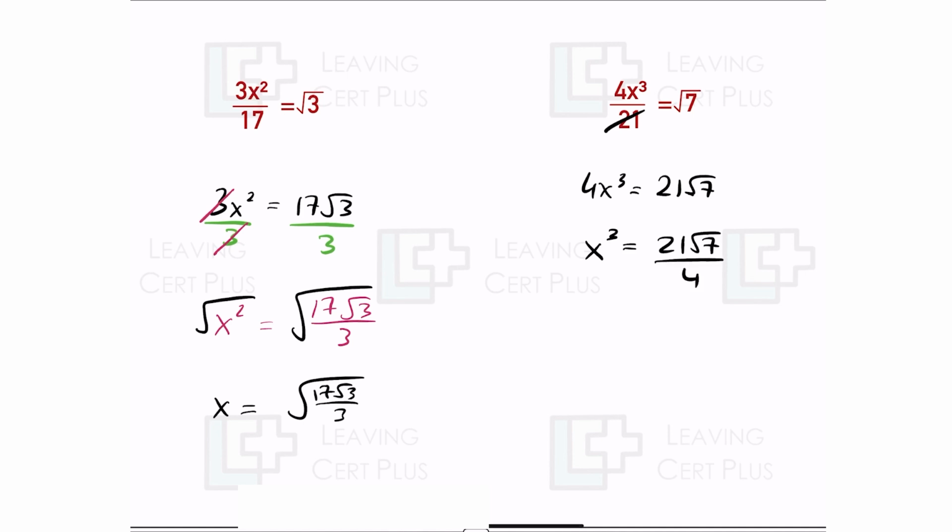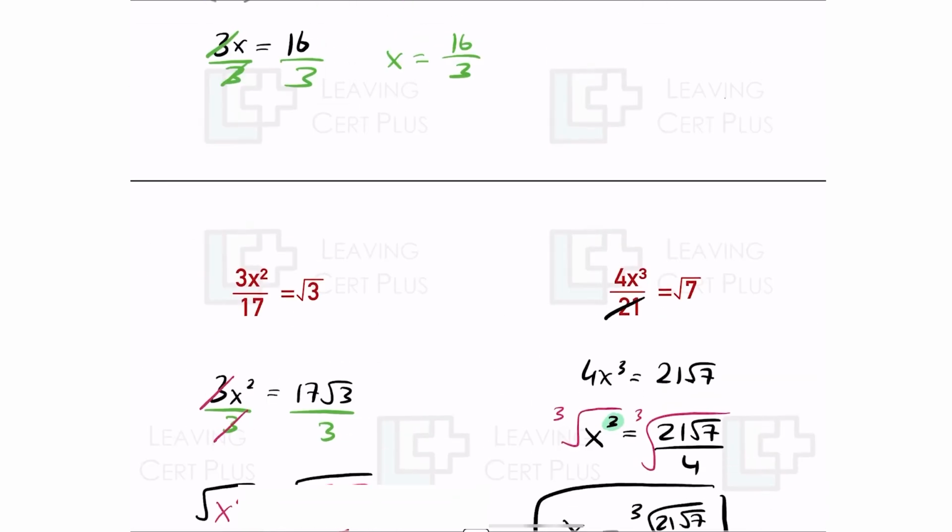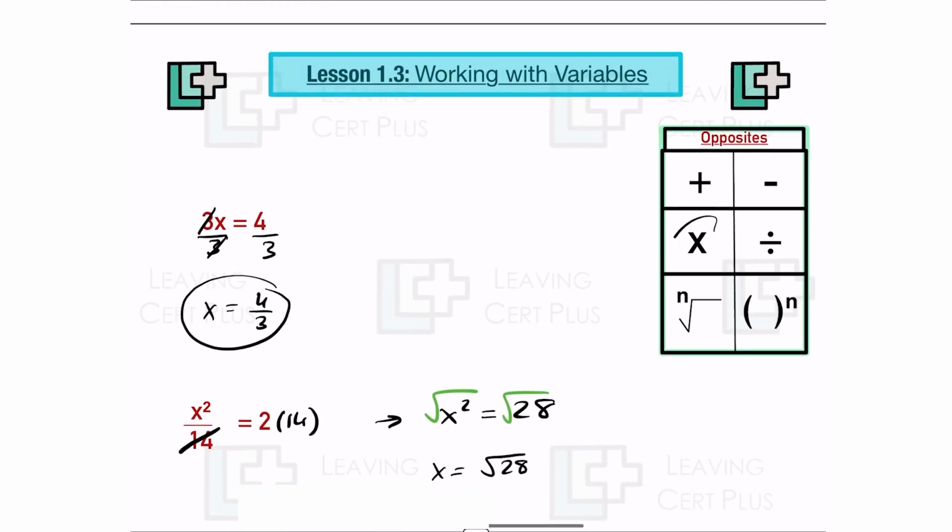Now you want to get rid of this third power by taking the third root of both sides. So the third root is going to get rid of that third power, and you'll be left with x. So x is equal to the third root of 21 root 7 all over 4. Okay, so that's just practicing using one to undo the other.